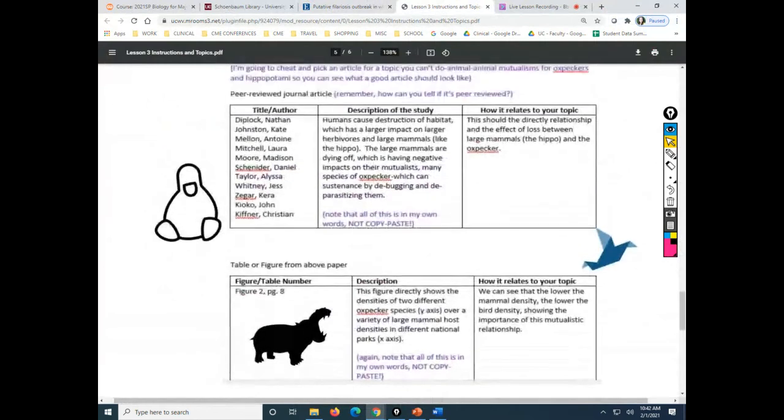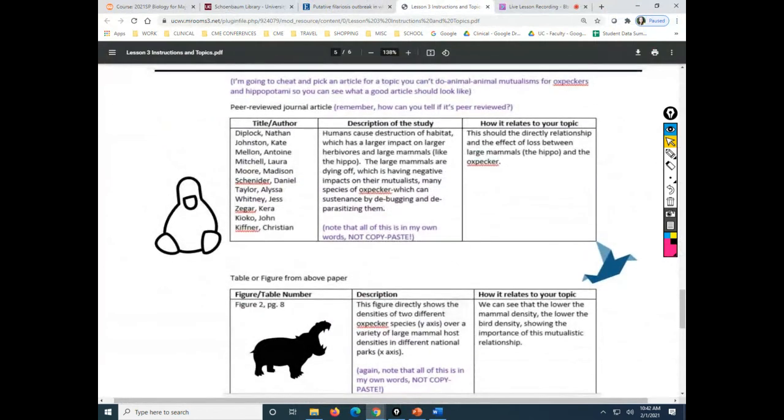We'll do that together. So here's a paper that I've picked. Okay, still following that oxpecker, and I chose hippopotamus, not rock. What does it matter? Okay, so for the title and the author, that part's pretty straightforward.